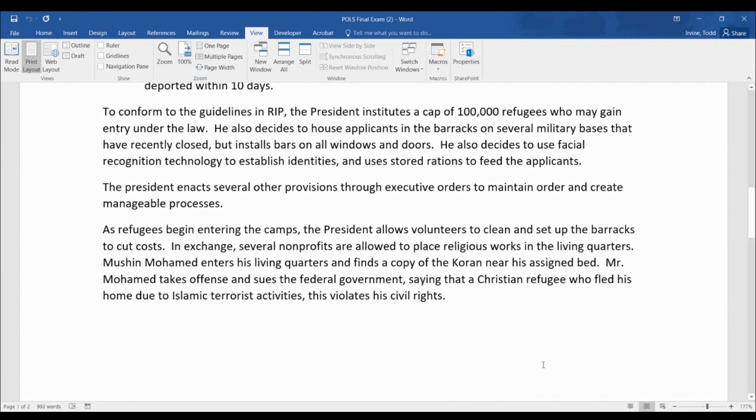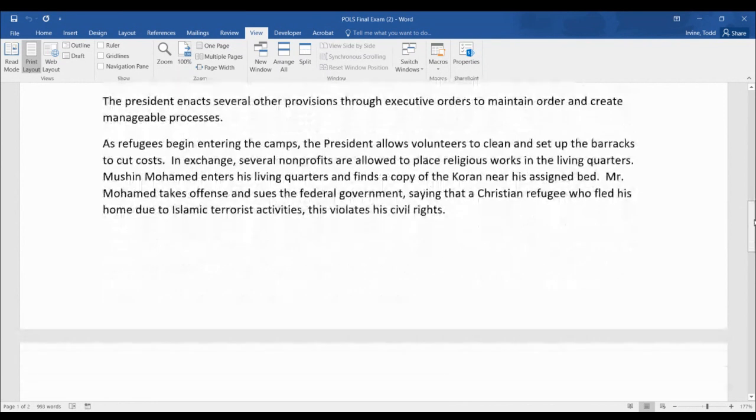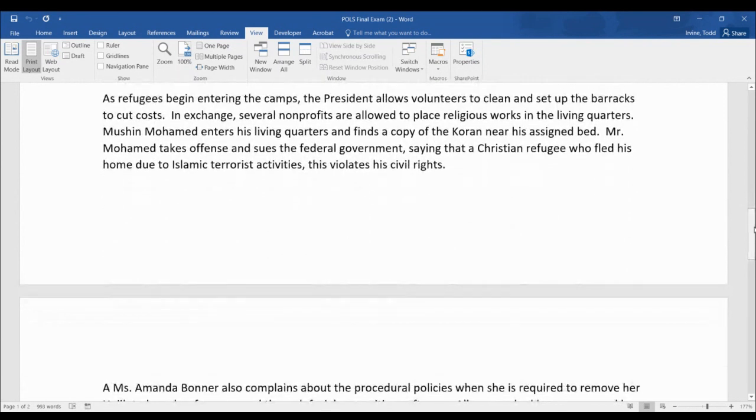All right, going on from there, the president enacts several other provisions through executive orders to maintain order and create a manageable process. And then we note here, as refugees begin entering the camps, the president allows volunteers to clean and set up the barracks to cut costs. In exchange, several nonprofits are allowed to place religious works in the living quarters. Muhsin Muhammad enters his living quarters and finds a copy of the Quran near his assigned bed.